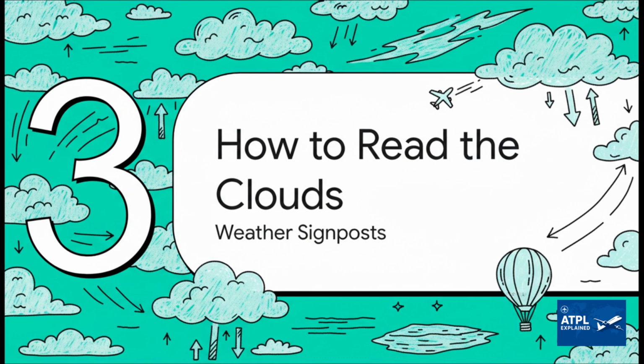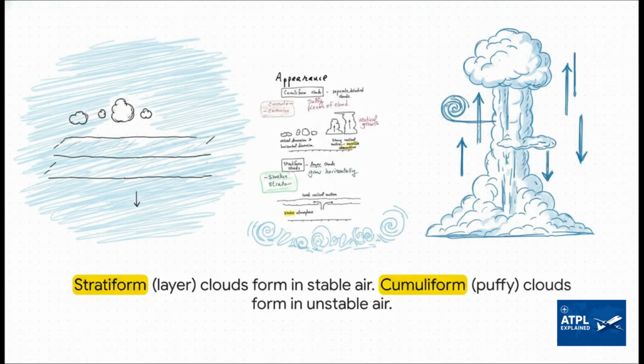And those clues are clouds. They aren't just pretty white fluff, they are giant weather reports telling you exactly what's happening up there. And really, you can split them into two main families. It's super simple. In stable air, you get these flat, boring, layered clouds called stratiform. Think strata, like layers. But in unstable air, all that vertical energy builds puffy, bubbly, cauliflower-looking clouds called cumuliform. Think accumulate. They build upwards.